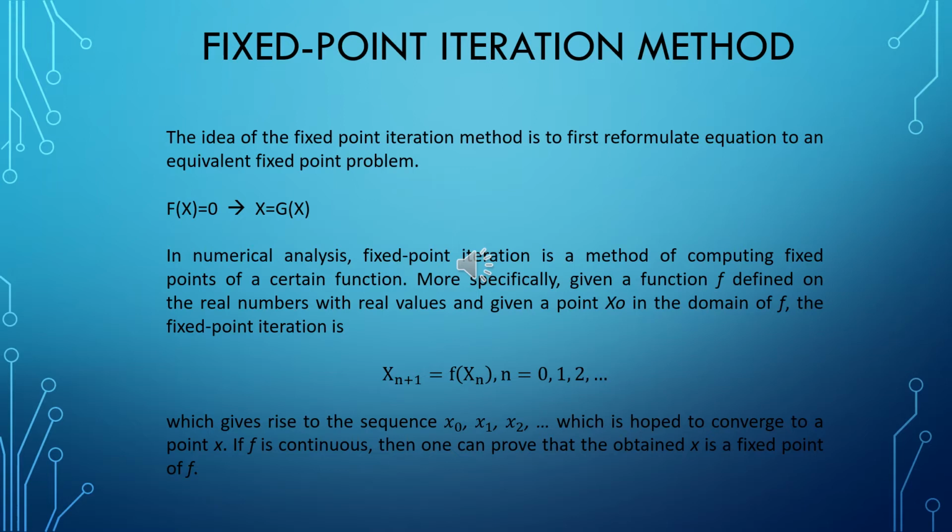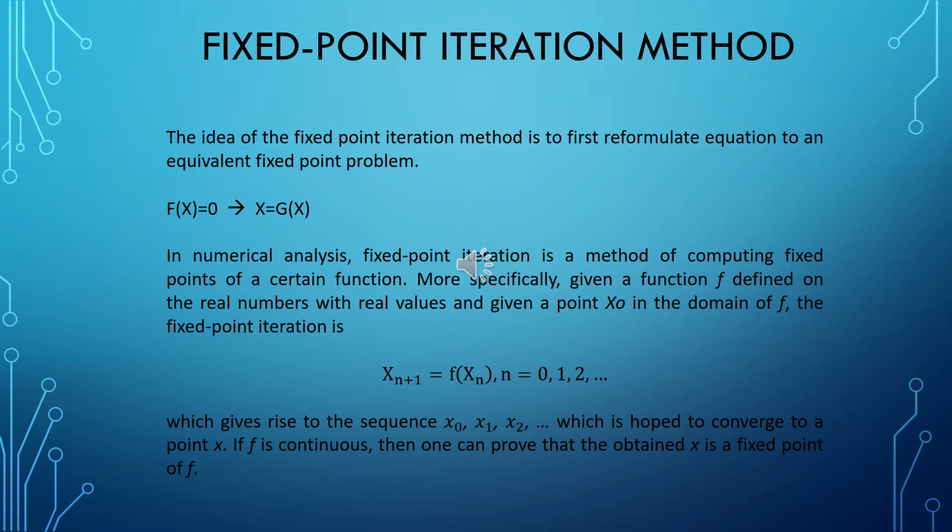The idea of the fixed point iteration method is to first reformulate the equation to an equivalent fixed point problem, such as f of x is equal to 0, and it will become x is equal to g of x, and x is the input and the g of x is the output.